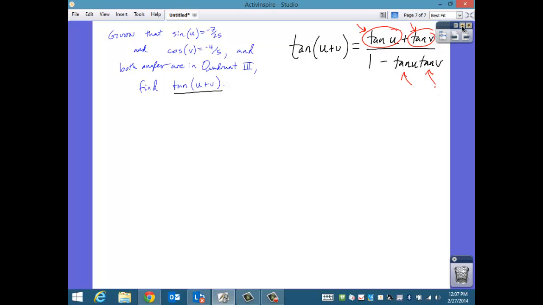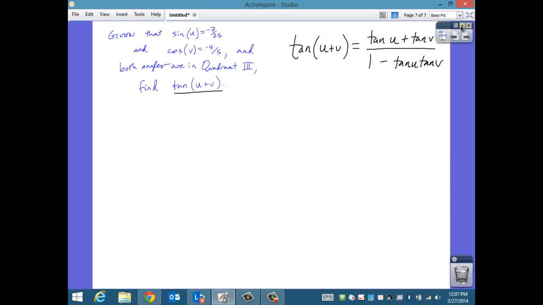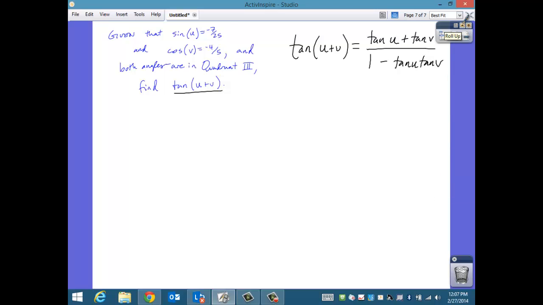Okay, but we don't know yet what those are. We don't know what tangent of u is, and we don't know what tangent of v is, at least not yet. So we're going to have to use this information in order to figure that out. So first we need to construct a triangle here, a right triangle with our angle u, and as you can see here, the angle has a sine of -7/25. Now the negative's not that important just yet.